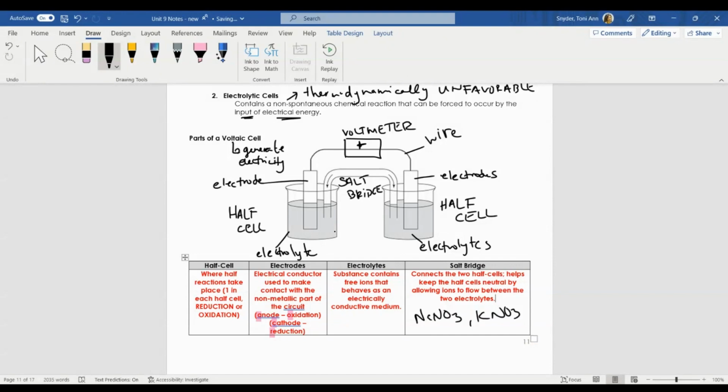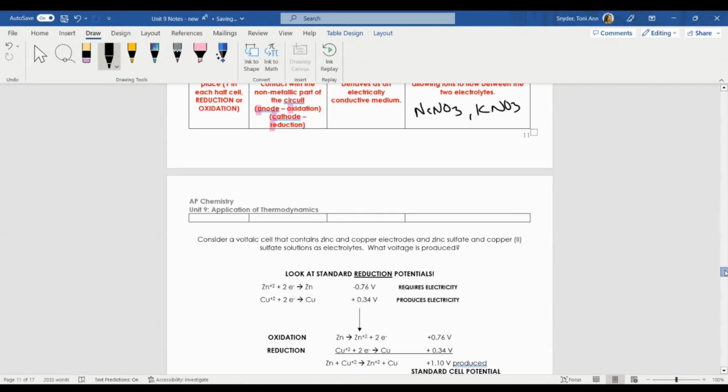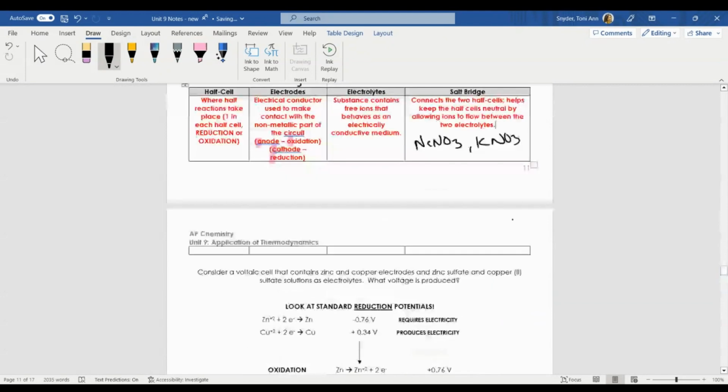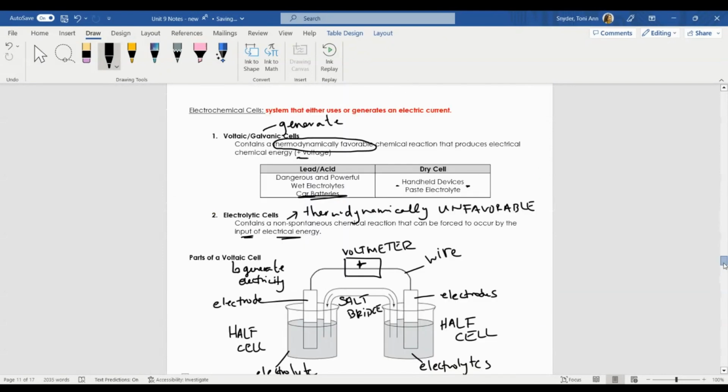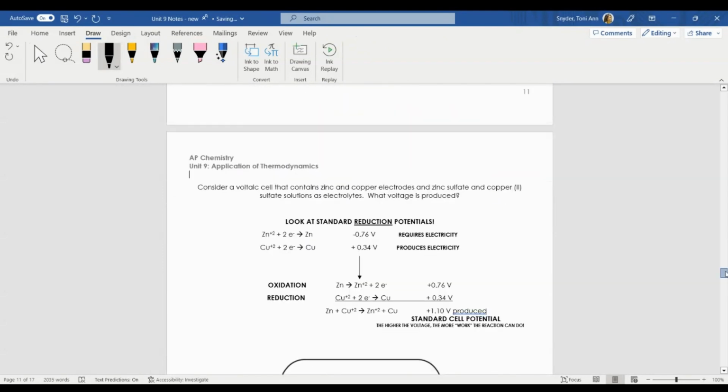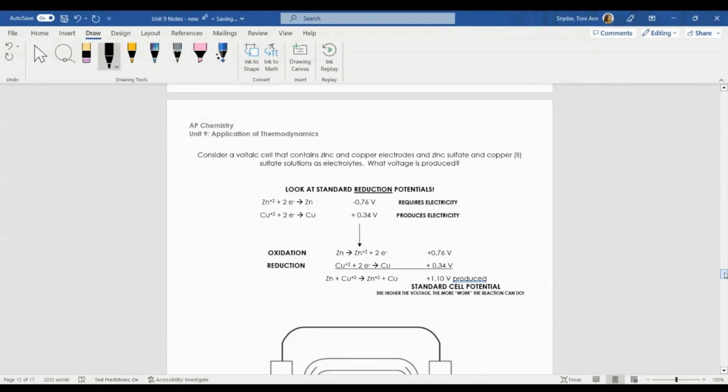Let's go ahead and apply this to an actual reaction. So what does this look like? Let's go ahead and move this up a little bit. So let's be a little bit more specific at this point. So consider a voltaic cell that has zinc and copper electrodes, and my electrolytes are zinc sulfate and copper(II) sulfate. Okay, we want to know what voltage is produced.